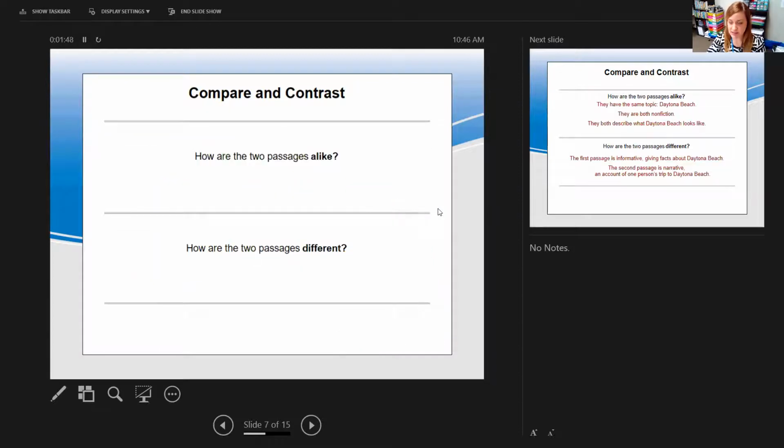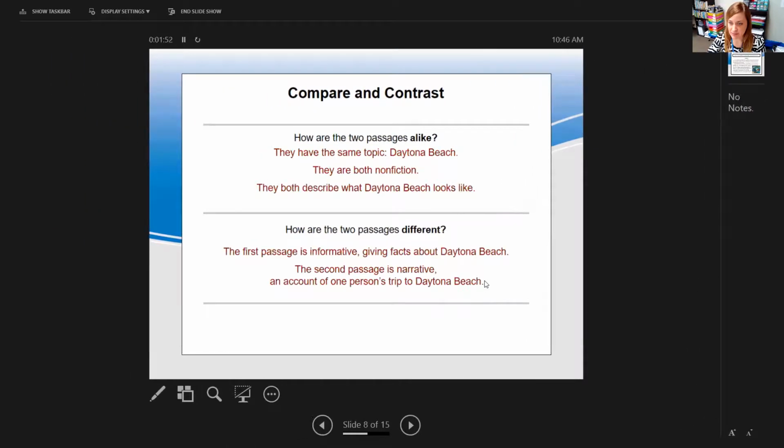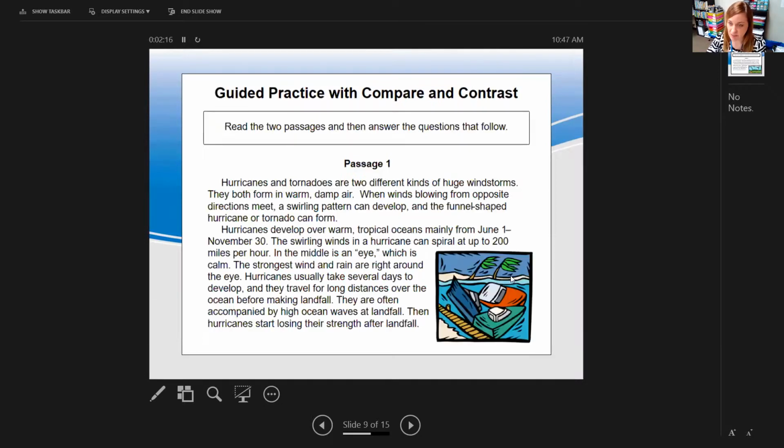So how are these passages alike? And how are they different? Well, they're alike because they both have the same topic, Daytona Beach. They're both nonfiction and they both describe what Daytona Beach looks like. They are different because the first passage is informative. It gives facts about Daytona Beach. The second passage is narrative, an account of one person's trip to Daytona Beach. So that's an example of comparing and contrasting two different texts about the same kind of topic.